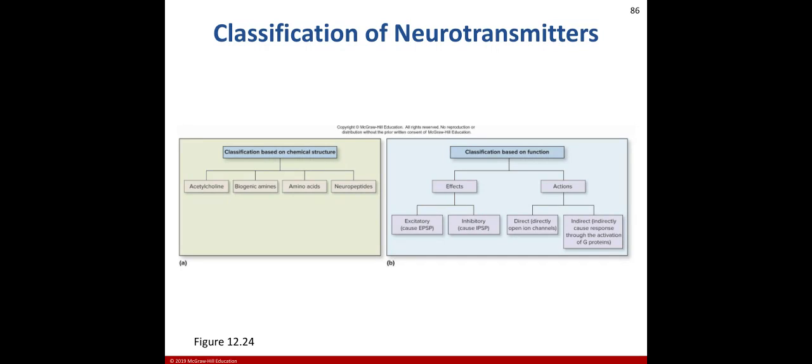Again, do you need to know all 100 of those different transmitters and where they fall on these two charts? No. Should you know that we classify based on chemical structure, classified based on function? Yes. Is it cool to know a few like serotonin and dopamine and GABA? Yes. Do you need all 100? No. I'm not sure why this question comes up, but it does often. I've never made you memorize 100 of something. I would not start now, I promise.